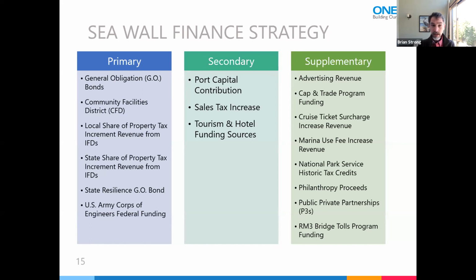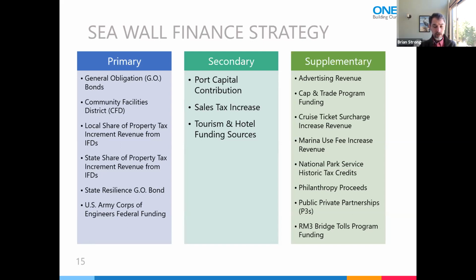We worked with a number of finance people to look at how we can fund something as large as a seawall that impacts the city in so many ways, not just from an equity perspective, but also just from the ability to function. It's where all of our major utilities come through. So really what we did is we identified these three different buckets.